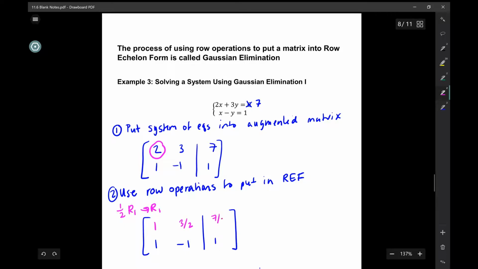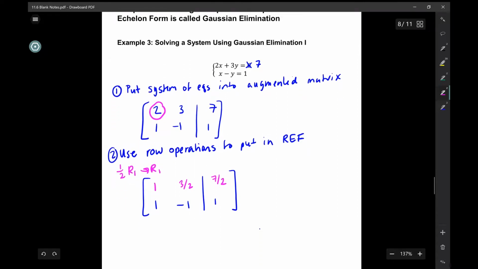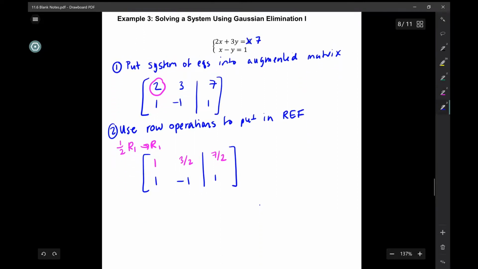All right, my next step is to get rid of this 1. I want that to be a 0, to be in row echelon form. So to get that to be a 0, I'm going to multiply -1 times row 1, add that to row 2, because that would be -1 plus 1. That would give me 0, and I'm going to replace row 2 with that. This time, I'm not messing with row 1. It stays the same.